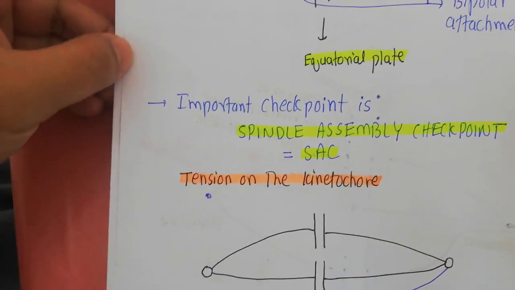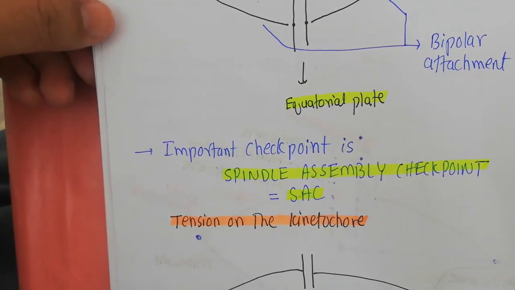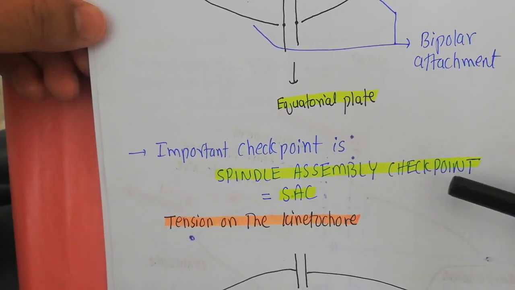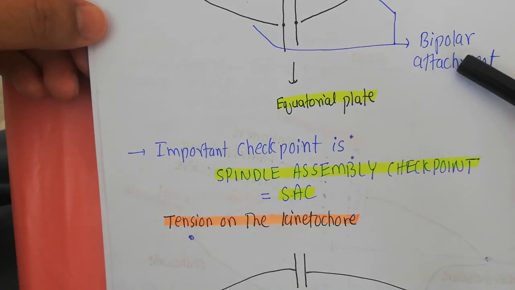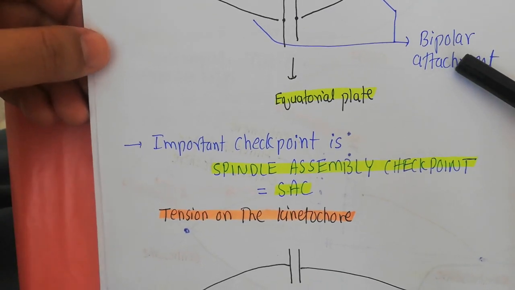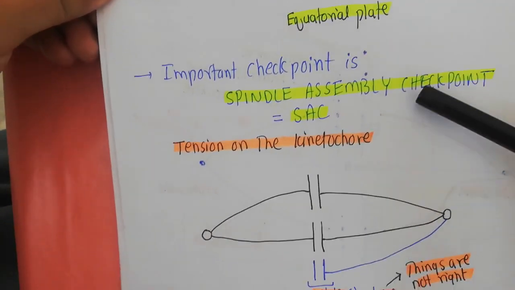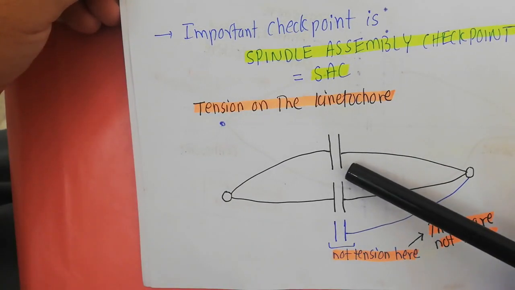Now, welcome back to this next video in the series of lectures on the cell cycle. In the last video, I told you that the spindle assembly checkpoint is ensuring the bipolar attachment of all of the pairs of the sister chromatids to the opposite poles. Now, how is the spindle assembly checkpoint going to check that?